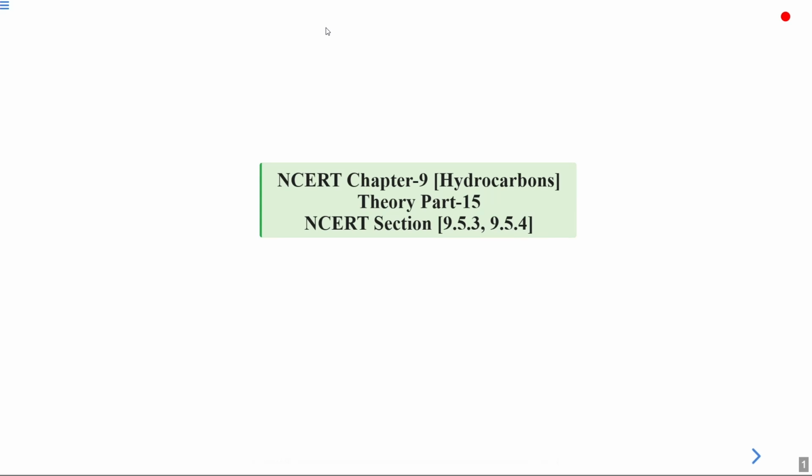Hello students, today we will explore chapter 9 hydrocarbons. So this will be our theory part 15 in which we will cover NCERT section 9.5.3 and 9.5.4.